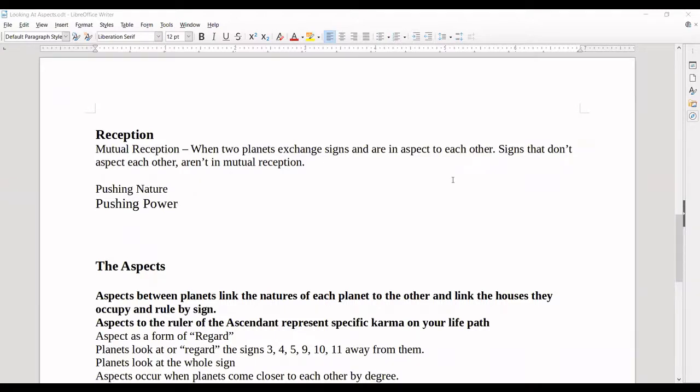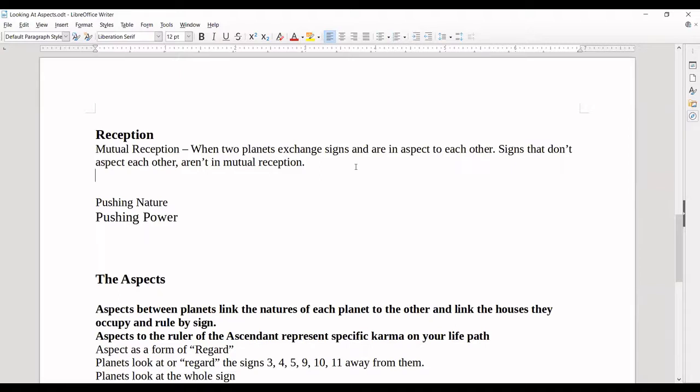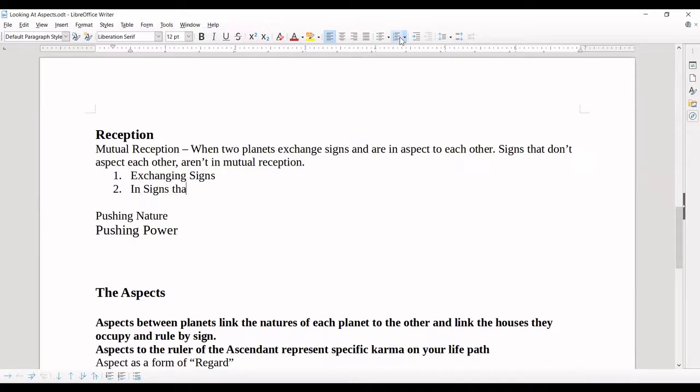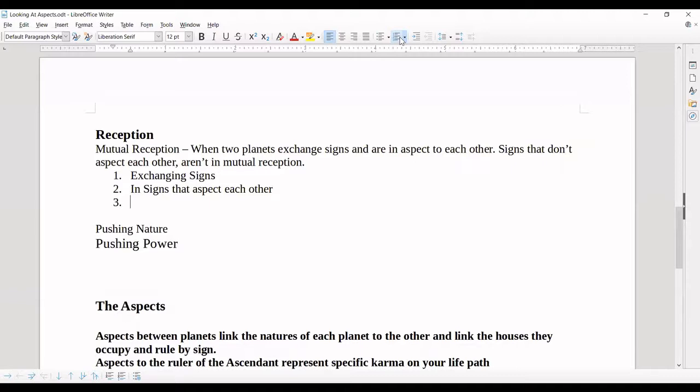Not every chart has planets in mutual reception. That's exactly correct, it's somewhat rare. And remember, there are three things that make a mutual reception. One, exchanging signs. Two, in signs that aspect each other. So if you had Mercury in Cancer and Moon in Gemini, that's not the same thing. And then three, they are aspecting each other.